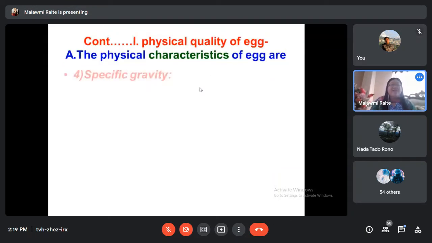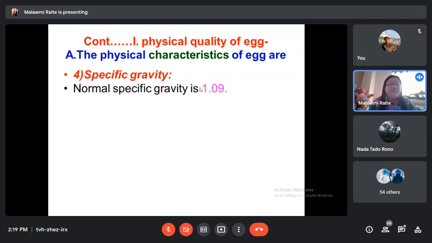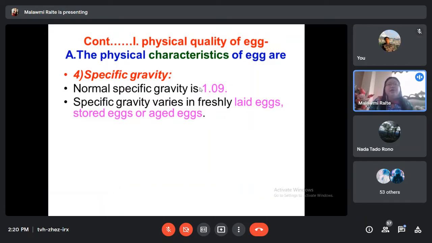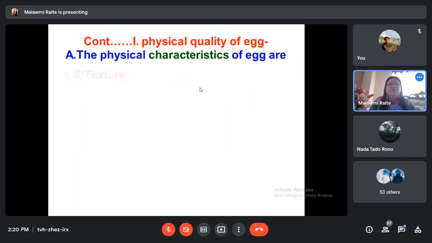Then the specific gravity, you mark these things. Normal specific gravity is 1.09. Normal egg, their specific gravity is 1.09. This specific gravity varies from the fresh laid egg to the stored egg and the aged egg. The specific gravity can be calculated by dividing the weight by the volume.